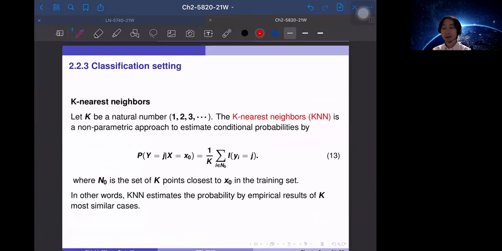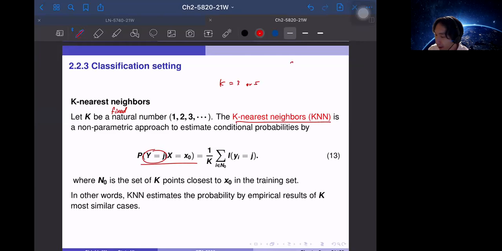And this is a more concrete algorithm, the k-nearest neighbors. This is a new concept. Suppose k is a fixed number, for example, k is equal to 3 or k is equal to 5. Then the k-nearest neighbors, or KNN, is a non-parametric approach to estimate the conditional probabilities. Basically, we determine the probability of y is equal to j as the sample proportion of the k nearest observations. So if k is equal to 3, we pick just the 3 nearest observations to x.